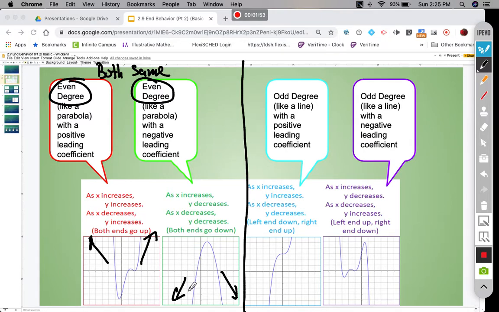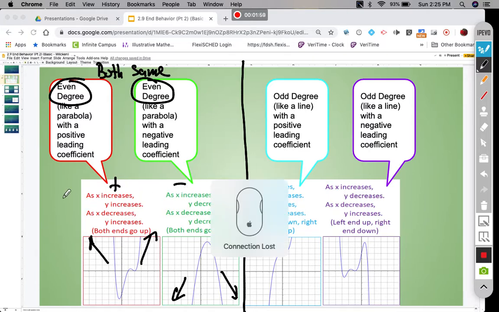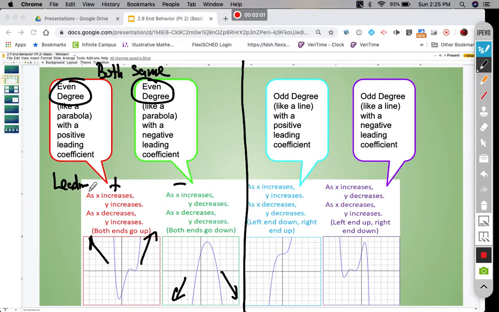Now, in order to make this go negative, we look at the leading coefficient. The number we're multiplying that leading term by. If it's positive, both ends are going to go up. If it's negative, both ends are going to go down. But if it's an even degree, and the degree is, again, the highest exponent in standard form, then it's going to behave this way.